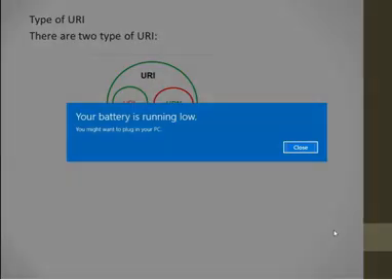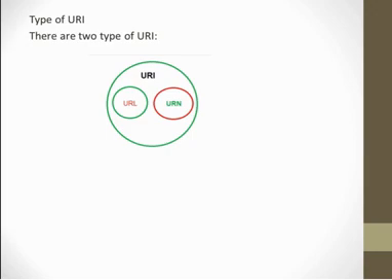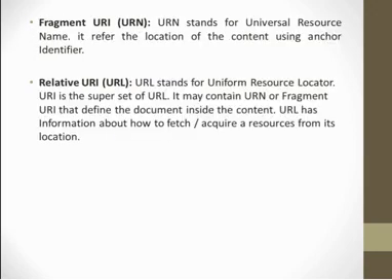So there are two types of URI: one is the URL and the other one is the URN.